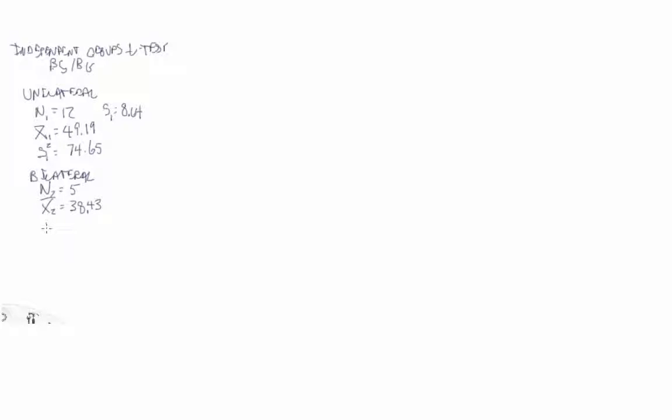The mean for that group is 38.43. The variance for the bilateral people, group 2, is 49.28. And the standard deviation is equal to 7.02.